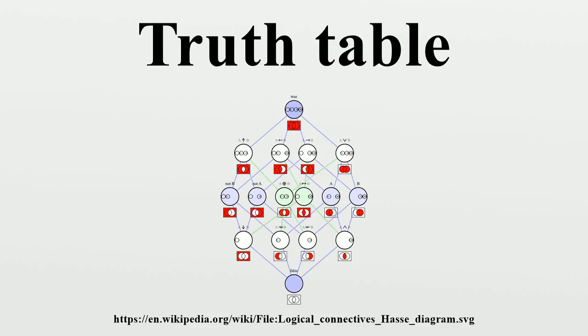The truth table associated with the material conditional "if P then Q" and the logical implication P implies Q is as follows. It may also be useful to note that P implies Q is equivalent to not P or Q.